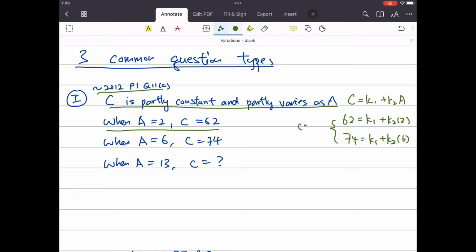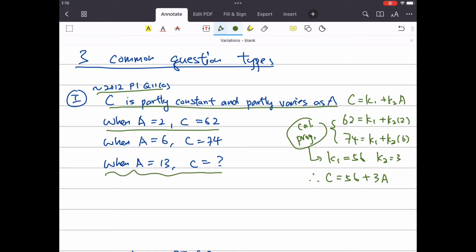Here we are going to use calculator program. If you want to know how to input it, you can refer to the link above. With the help of the calculator program, you can get the values of k1 and k2 very quickly. And then therefore we know that C equals to 56 plus 3A. Since the question asked about the value of C, so we put A by 13 and do the calculation and know that C equals to 95.